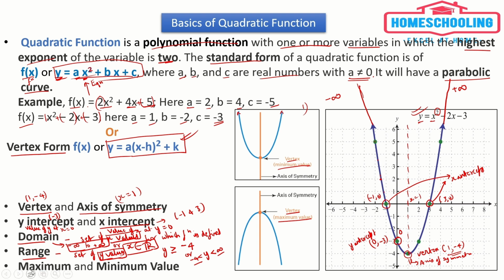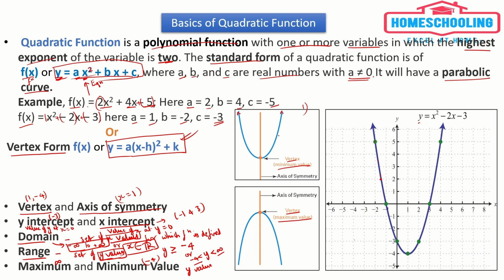Now, what is the maximum and minimum value? The value of a function always refers to the y value. So the maximum and minimum value in a quadratic function is the y value. As we have found in this graph, the maximum is going till infinity. So maximum is infinity, and minimum value is -4 here.